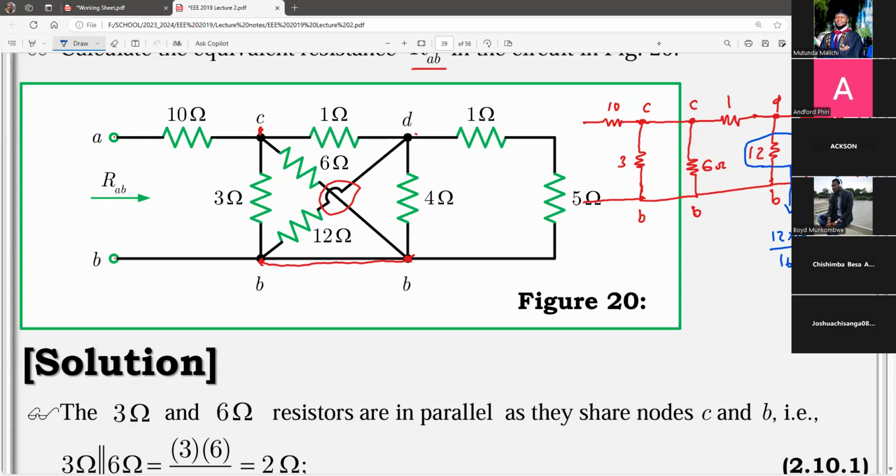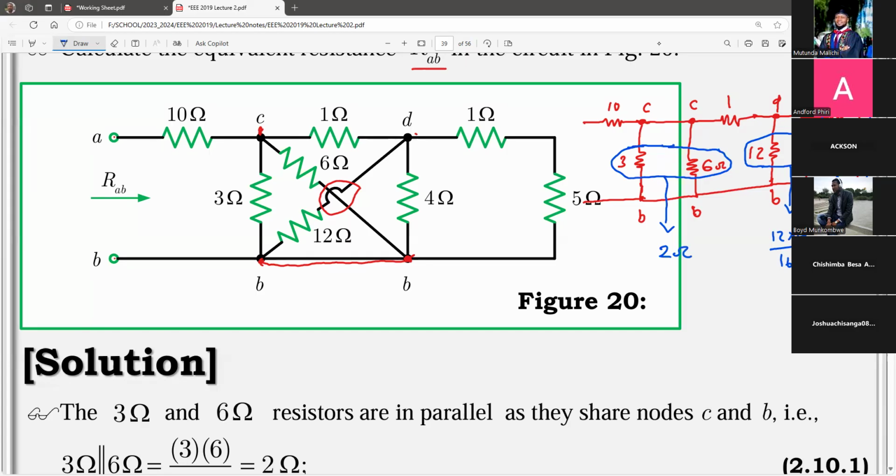And also again, we have these 2 that are connected in parallel. These ones will give us 2 ohm. We've calculated that one already from the previous example.